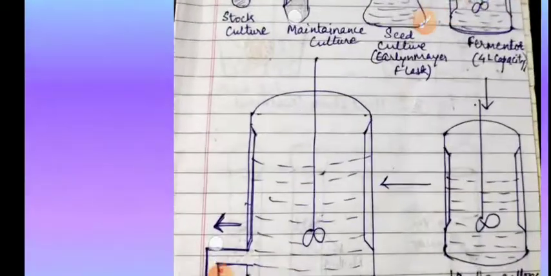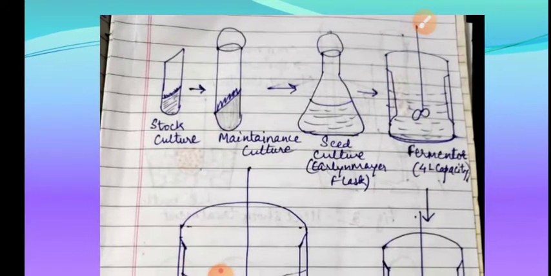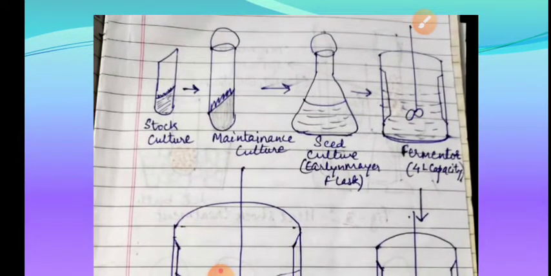Okay, so if you look at the diagram, you can see that you have a stock culture. You inoculate a loopful into the maintenance culture or slant culture. Then you scrape the growth and transfer it into an Erlenmeyer flask containing seed culture, say 200 ml. Then you transfer 0.5 to 5% of the broth culture from the Erlenmeyer flask.